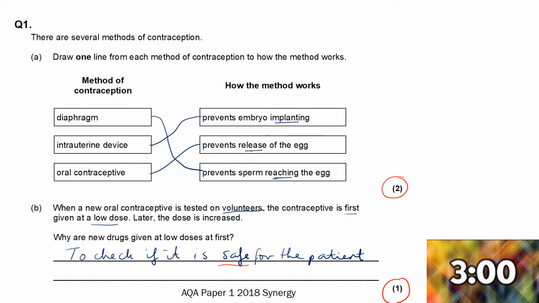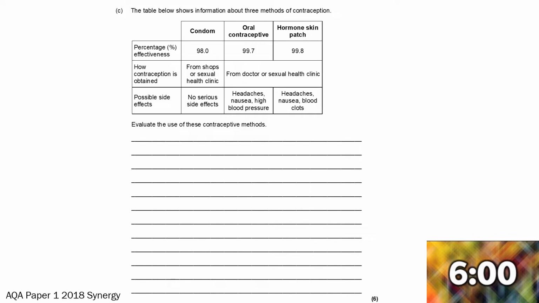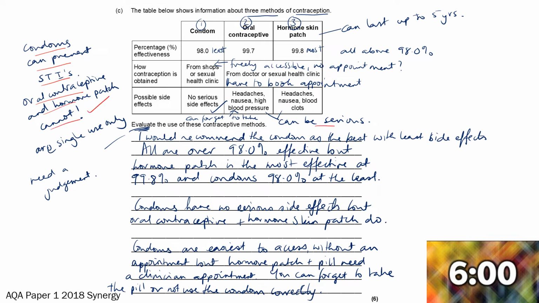The next part of the question is 6 marks, and you can set your stopwatch to 6 minutes. The question is about 3 methods of contraception and evaluating them. The first thing I will do is annotate the table of information with my knowledge about pros and cons. I will need to compare the three and provide a judgment in order to evaluate and get the highest marks. I can then start to write my answer.